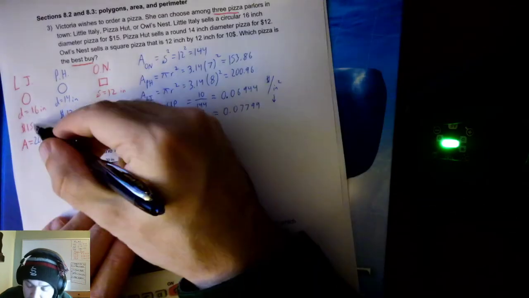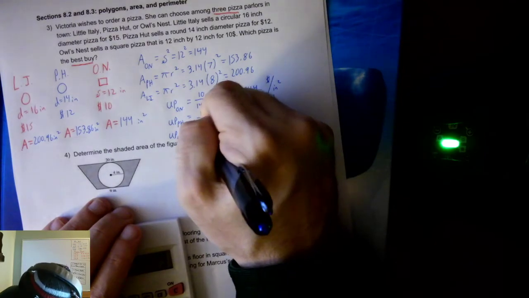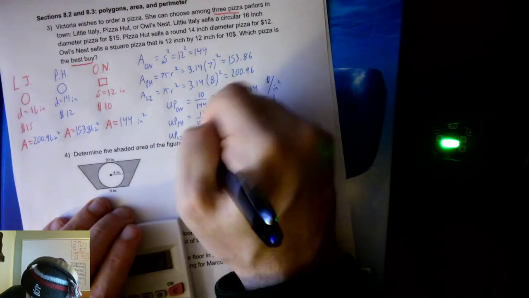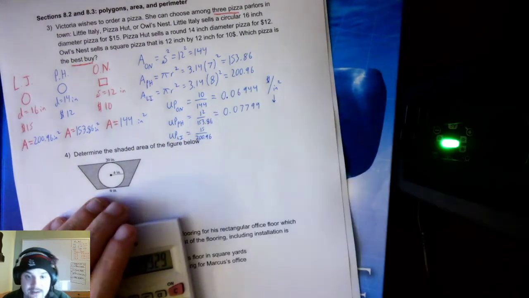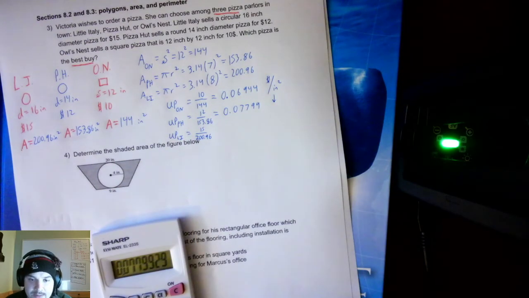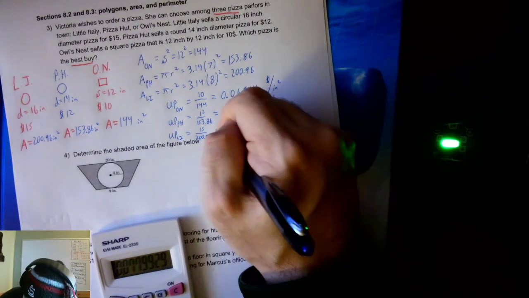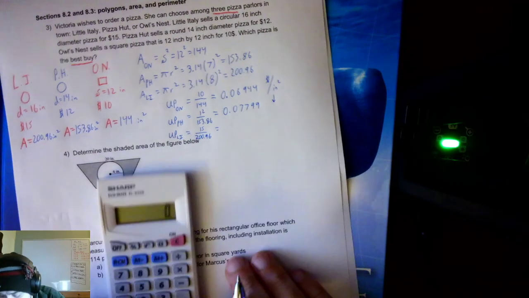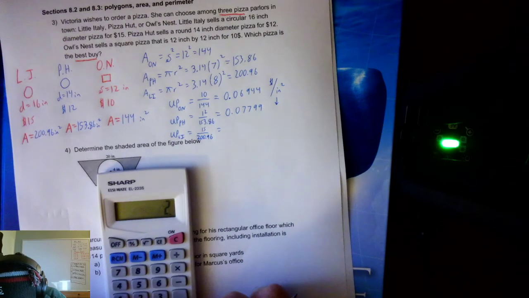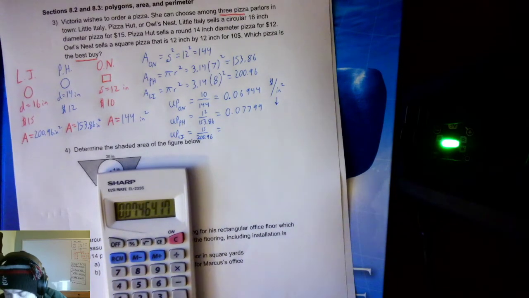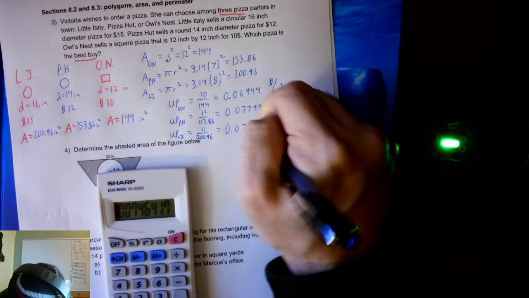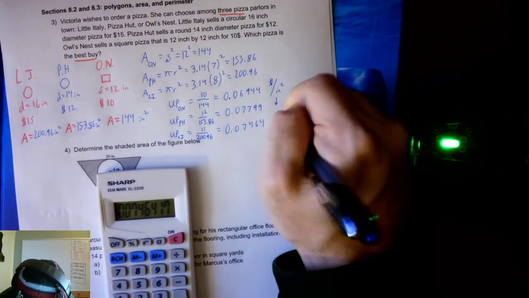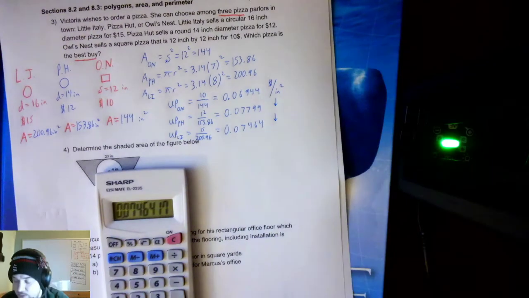And then the last unit price will be for Little Italy. Unit price for Little Italy will be $15, and the size is 200.96. $15 divided by the size. Once again, I'll punch in my calculator. $15 divided by 200.96 gives me 0.07464. And once again, it's the same units, so maybe I'll just put a little drop-down arrow.